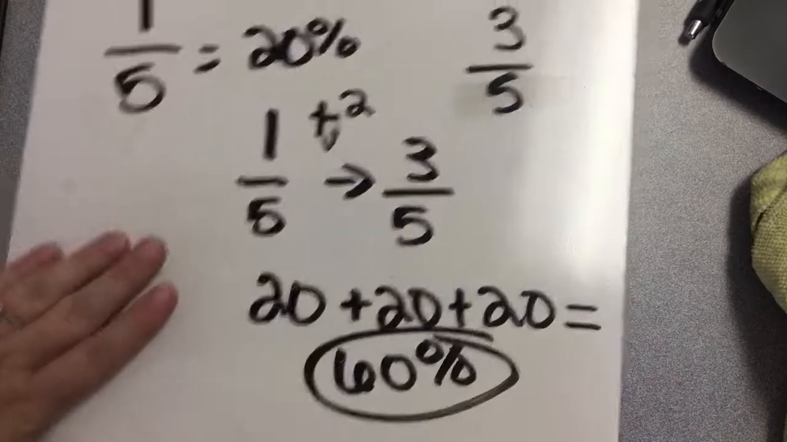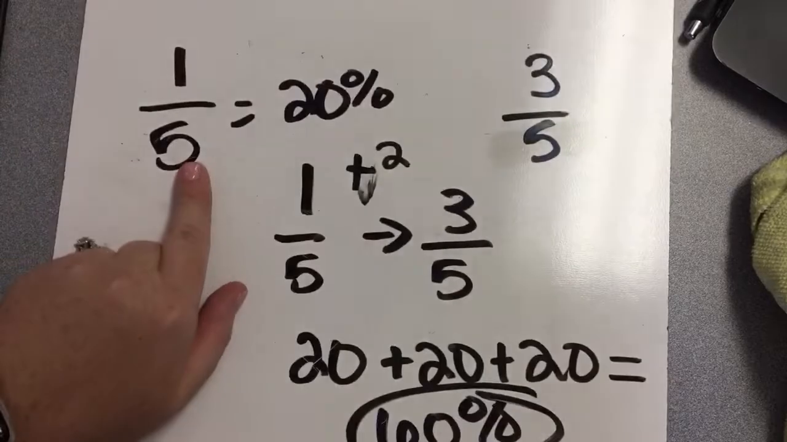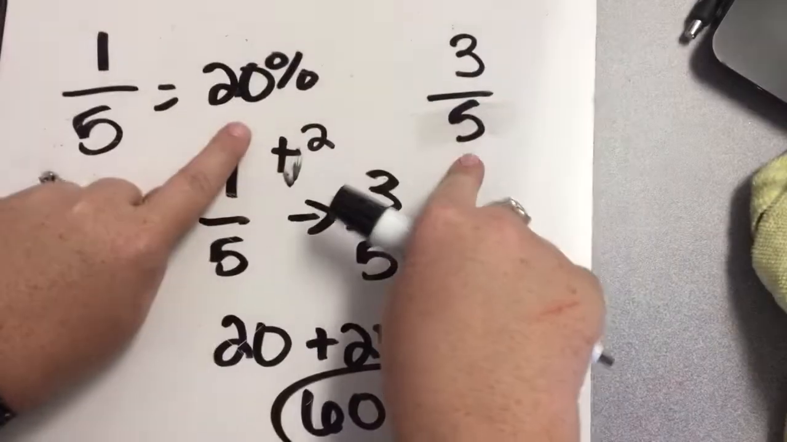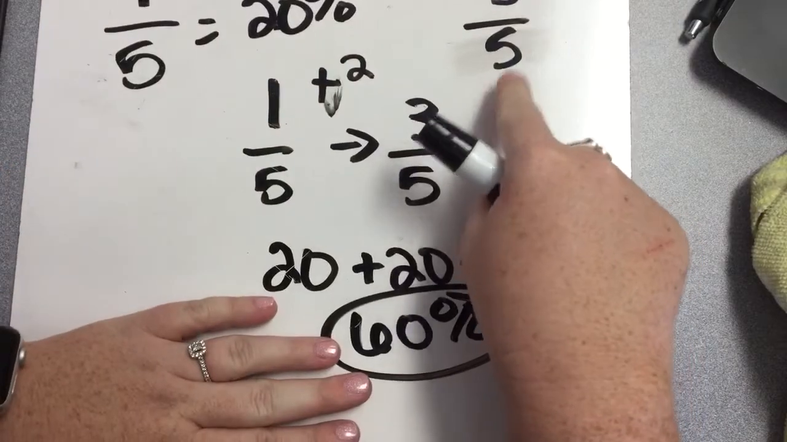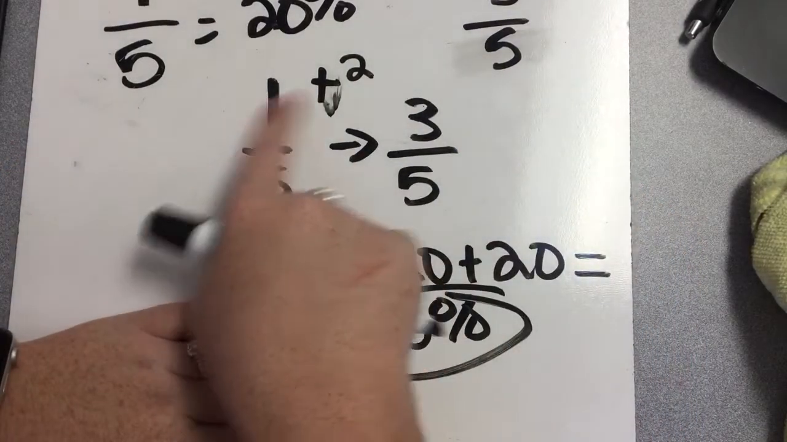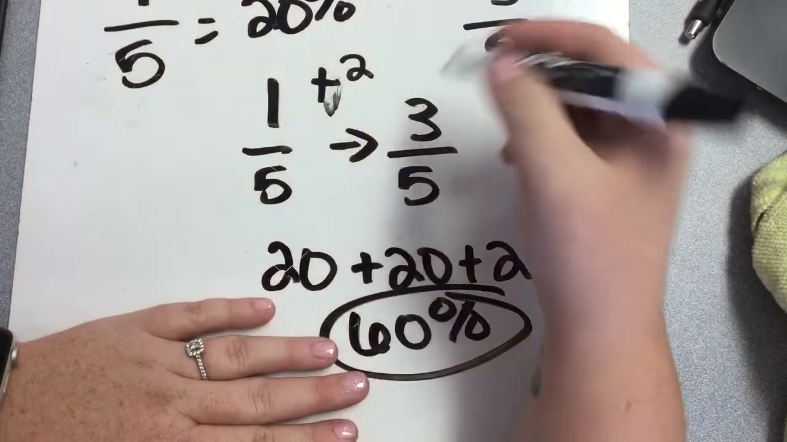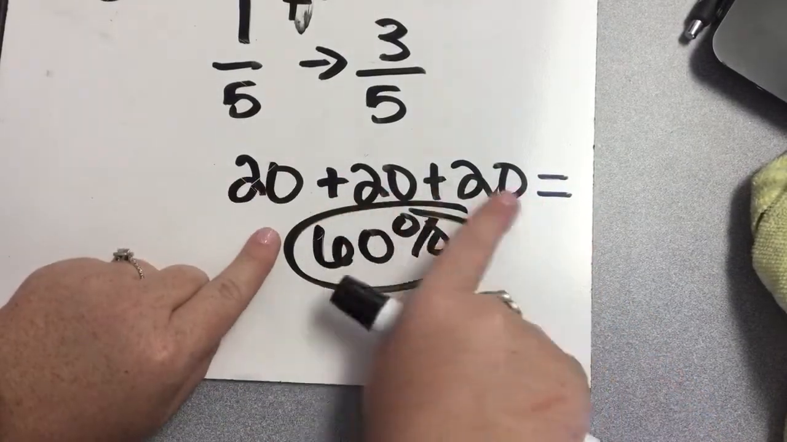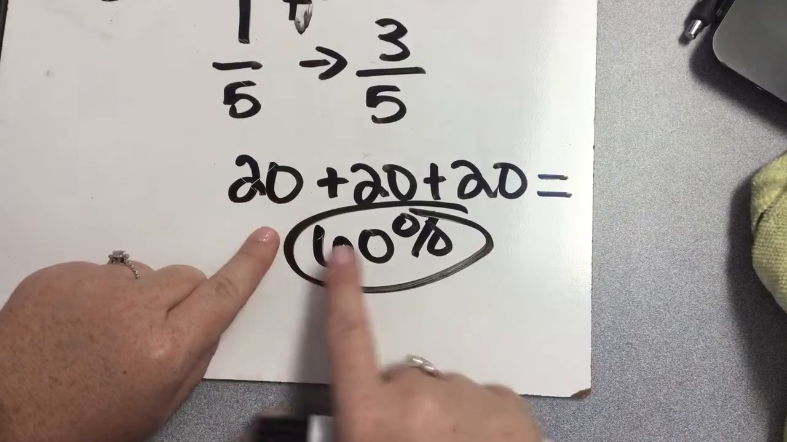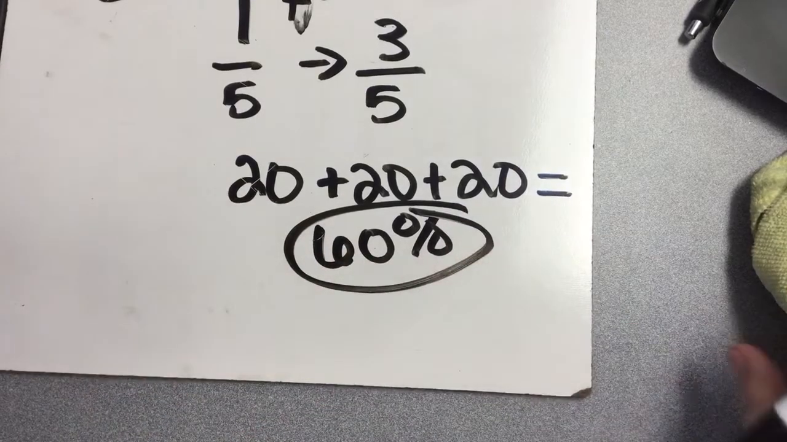So what I did, once again, is 1/5 equals 20%. What percent is 3/5? I know from here to here I added 2 ones. So I'm going to add two 20s to my original 20. Okay, so then I have 60 total percent. That's how you do number 2.